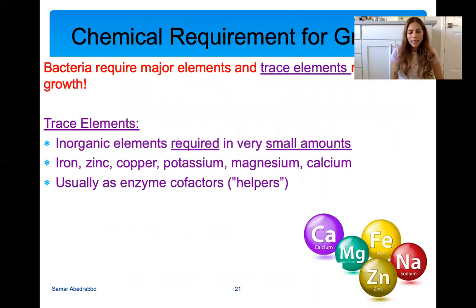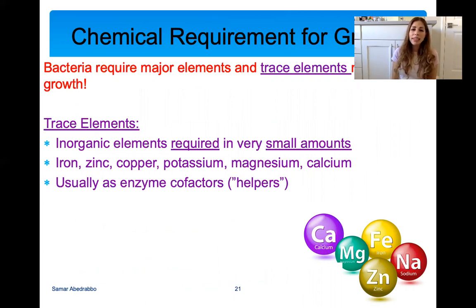Also, bacteria, besides the major elements I talked about, they also require trace elements. Trace elements are elements that you need in small amounts. So they're 100% required, but you only need them in small amounts. So this applies to the microbes just like it applies to humans. So iron, zinc, potassium, magnesium, calcium, and they're important for various reasons.